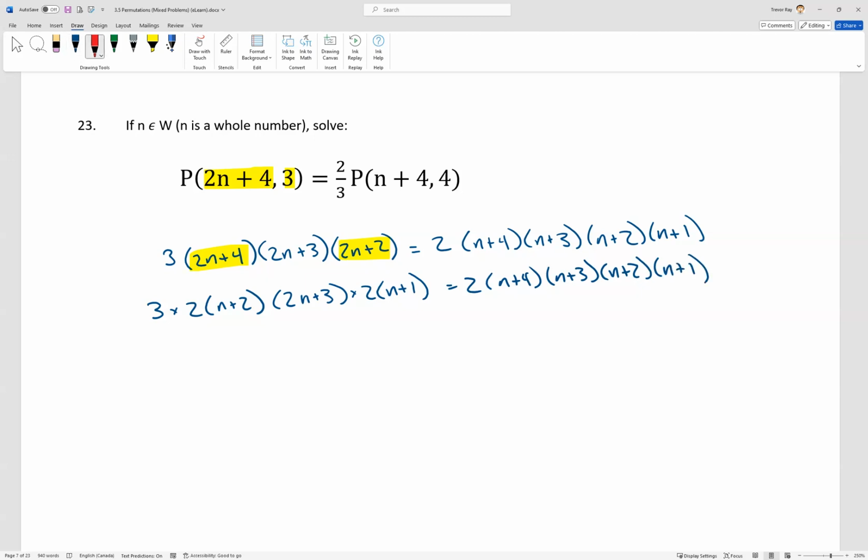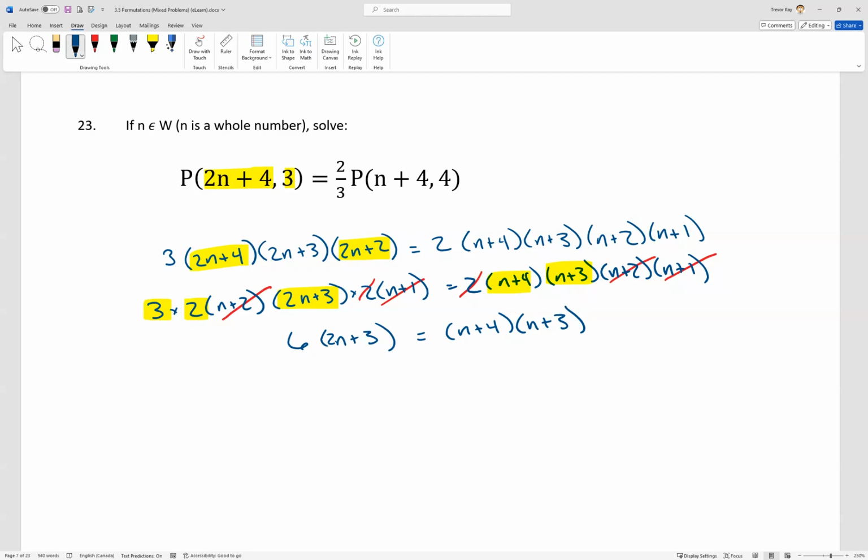Okay, now that I'm there, I can cancel out the n plus 2 on both sides, and I can cancel out the n plus 1 on both sides. That's going to make this significantly nicer to work with. In fact, I can also cancel out one of the 2's with that 2, and I think that's it. Okay, so on this side, I'm left with 3 times 2 times that, which is really just 6 times 2n plus 3. And on the other side, I just have those 2 factors, n plus 4 times n plus 3.